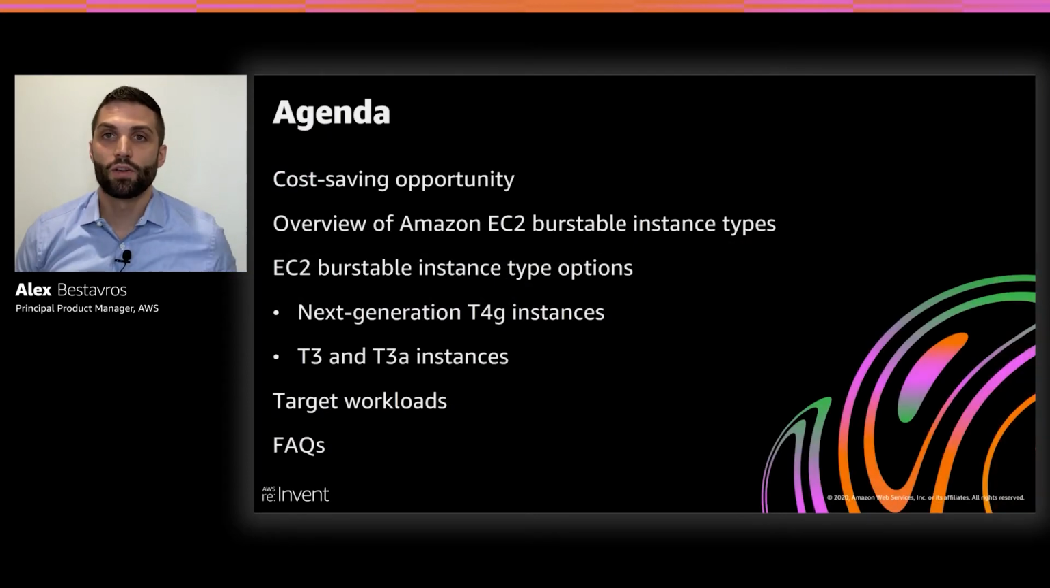So today we're going to go on a little bit of a journey. We're going to start by talking about the cost saving opportunity. Then we're going to go into an overview of our Amazon EC2 Burstable instance type families and why we designed the products the way they are. Then we're going to go into a deeper dive into the specific offerings we have on our next generation T4g instances, which is our latest offering, and then our T3 and T3a instances. Then we're going to talk through some of the very specific target workloads that you should be thinking about using these instance types for. So let's jump in.